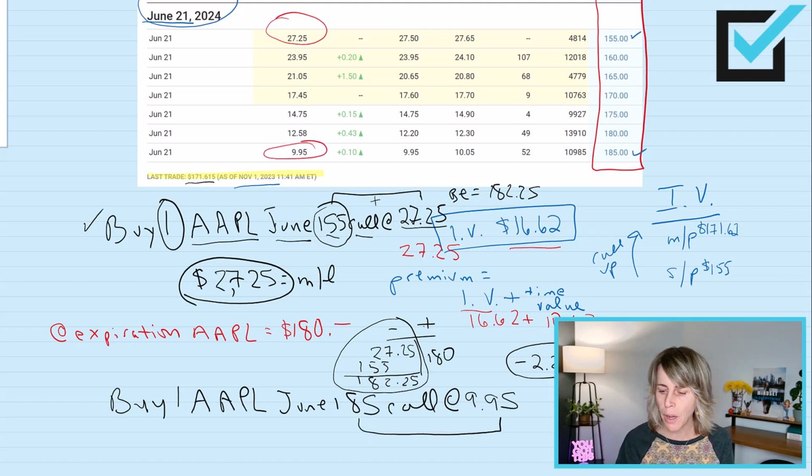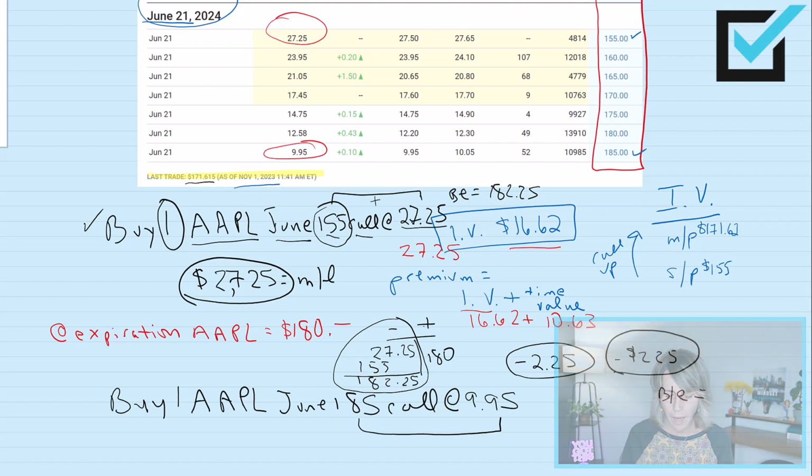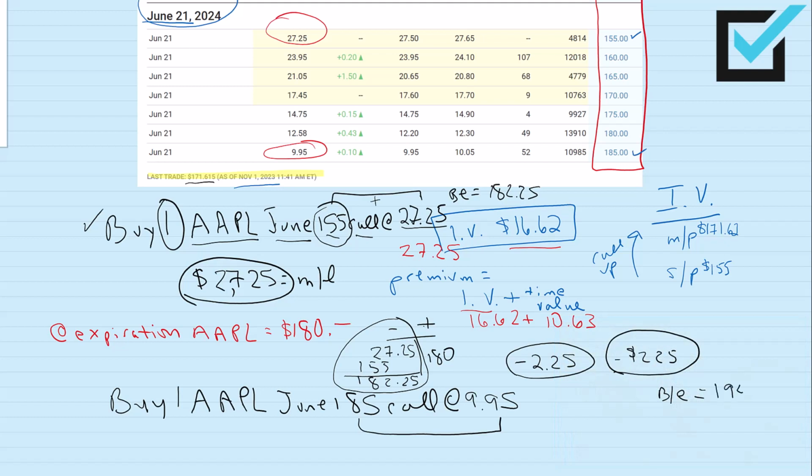So let's just start off here with break even. Break even, 185, it would be the cost to buy the shares, to call away the shares if you exercise the option, plus the premium that you paid, $9.95, $194.95. Does this option have intrinsic value? So we have, in this case, a strike price of 185, and we have a market price that's down here of 171.62.